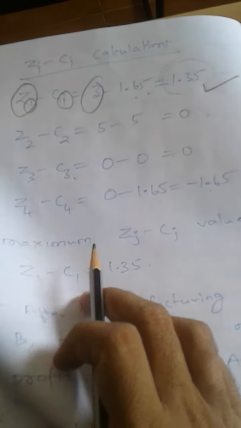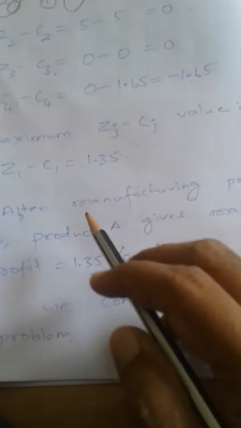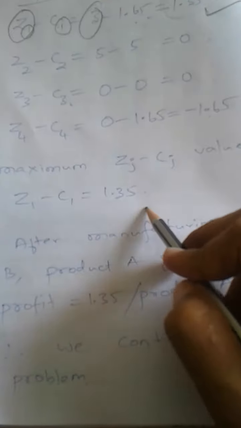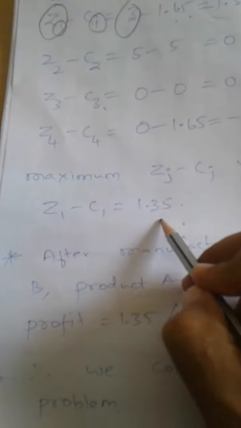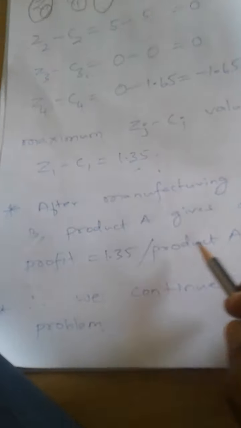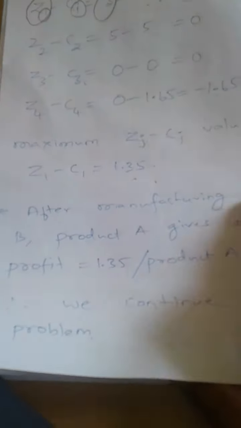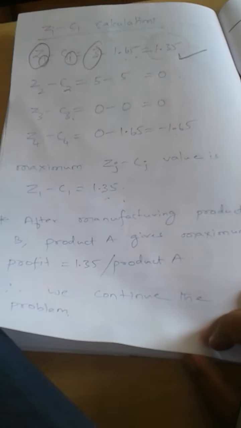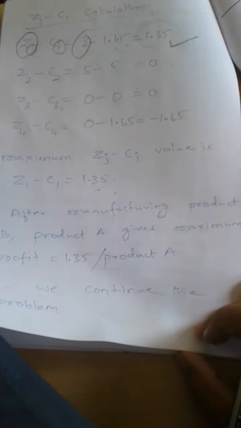Going ahead, we see that the maximum value is 1.35, that is Z1 minus C1, and that will be the reference column. This is just the explanation of the same, so you can just note these things.